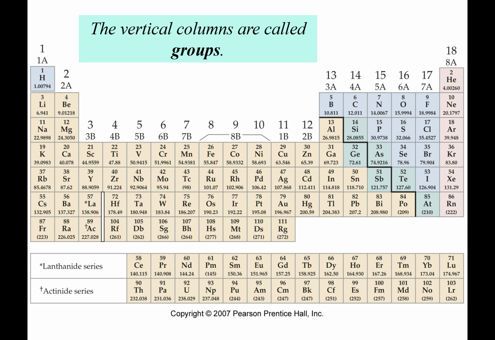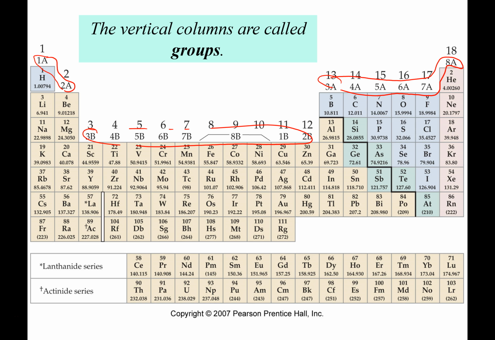Okay, I already told you these guys are called groups. Now, the groups have something at the top of the column: 7B, 8B, 8B, 8B, 1B, 2B, 3A, 14, 4A, 15, 5A. So those are groups. Those are like days of the week. There are two designations, and you're going to see me go with the old-timey designation, so I'll be using the A's and the B's here.